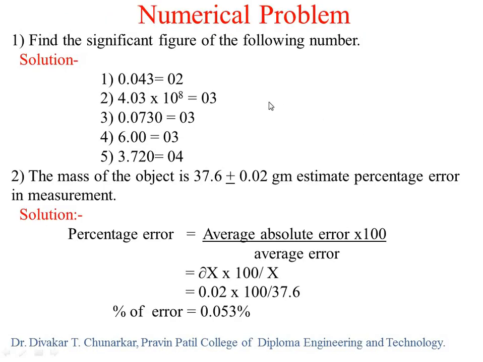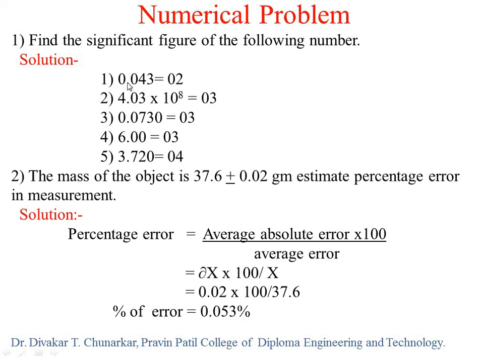Then I will take some numerical problems. So our first problem: find the significant figures of the following. We are given these numbers: first 0.043, then second 4.03 times 10 to the power 8, third 0.0730, fourth 6.00, and last 3.720. So this is our first problem, and in these values we have to find the significant figures.